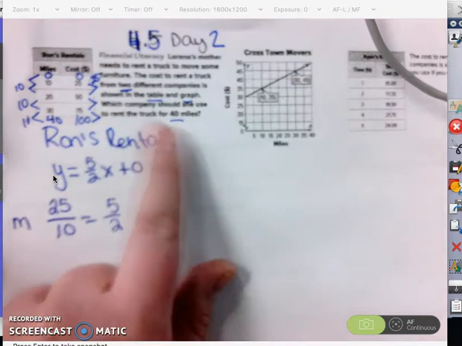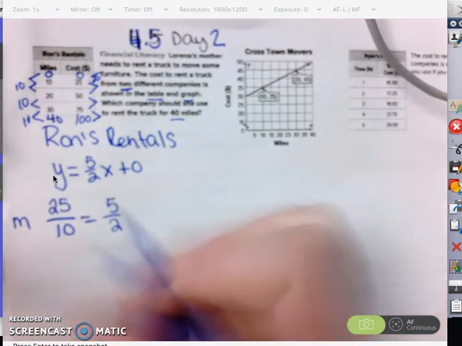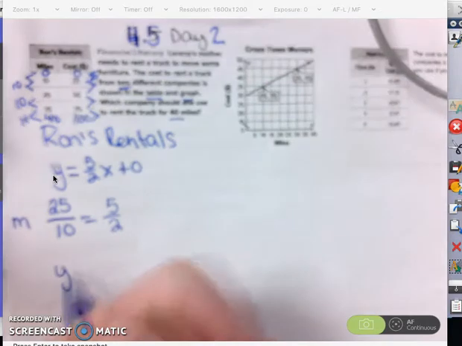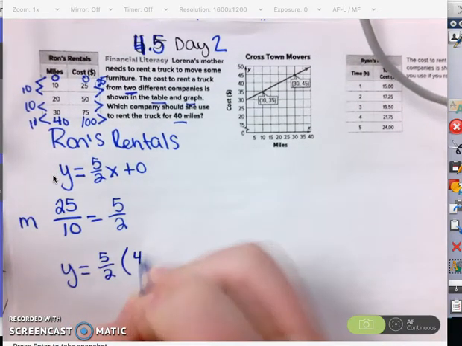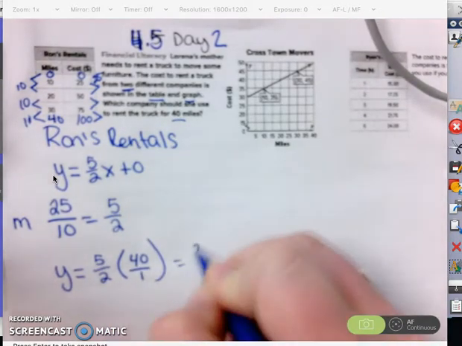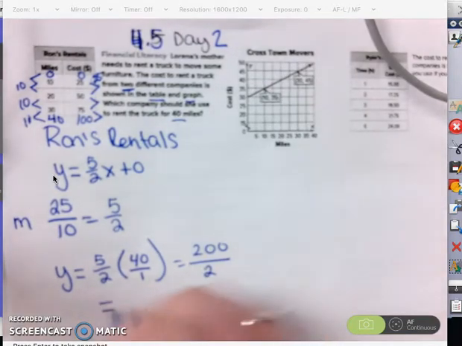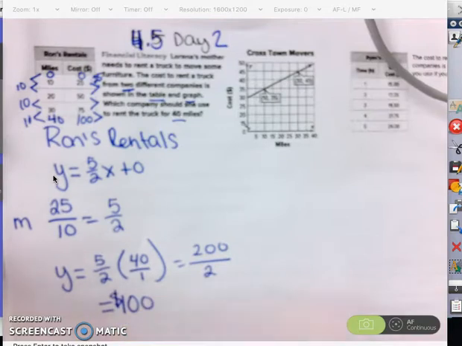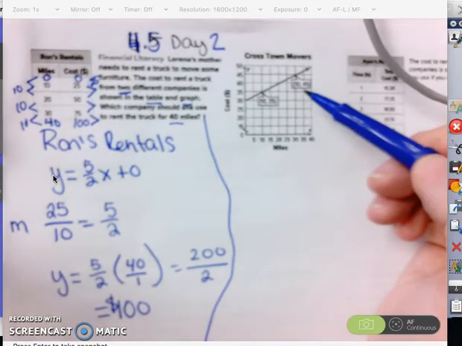Okay, and then if I were to figure out how much it would cost for 40 miles, I would input into my equation for x 40 over 1. And 5 times 40 on top is 200 divided by 2, which is equal to $100. So for Ron's rental, it is $100. Okay? Then we want to find for crosstown movers.